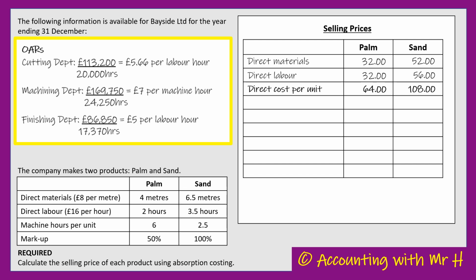Then what I'm going to do, I need to absorb a bit of the overheads into each unit. And this is really what the whole point of the absorption costing is. So we've got the direct cost, that's easy, but we needed a way to share out all of these overheads into each unit. And we've done it by apportioning and then working out the OR. And that yellow box then, this is what I'm now referring to.